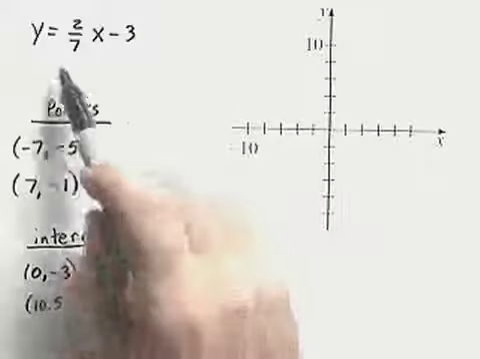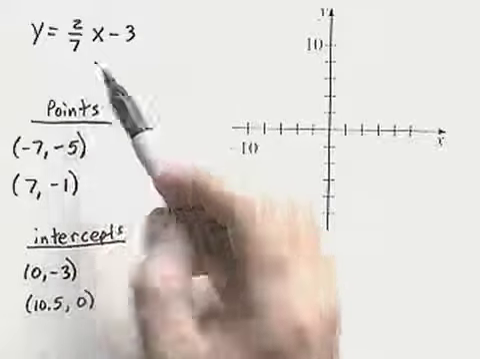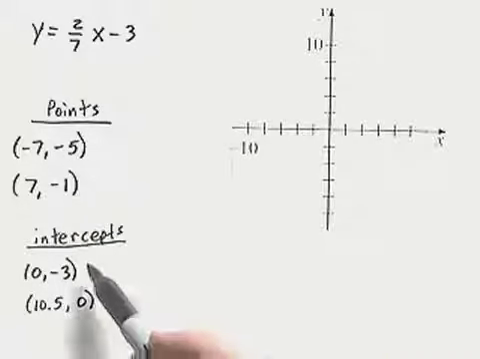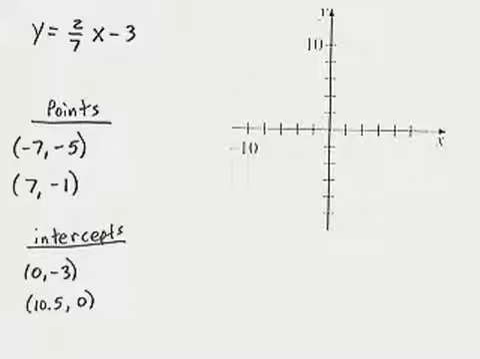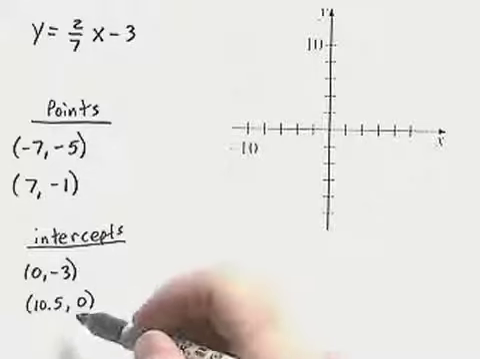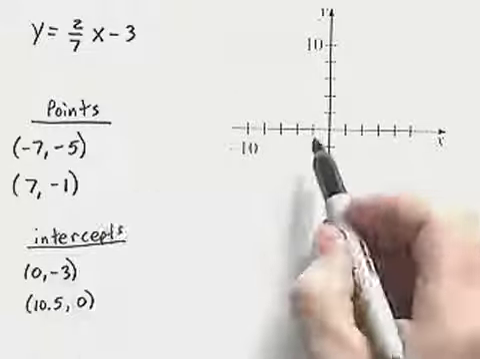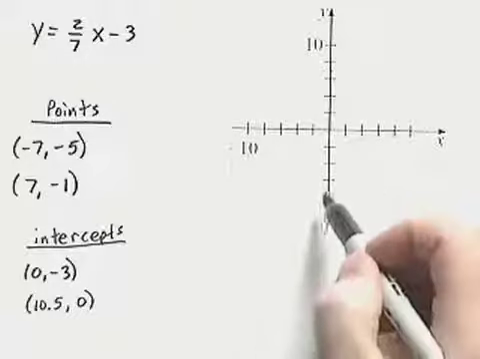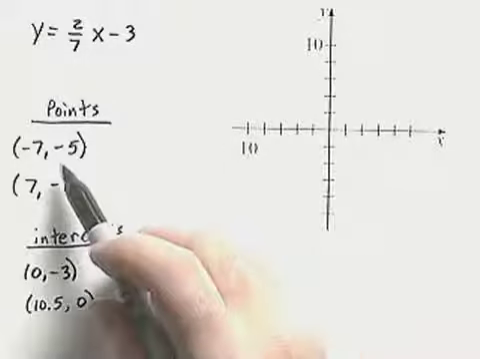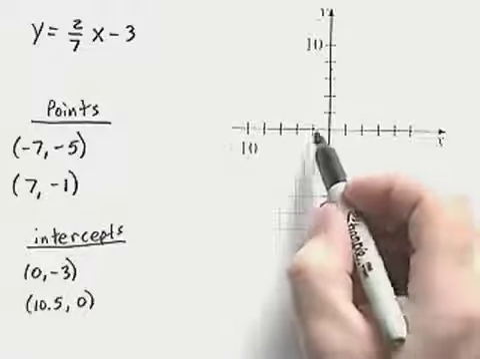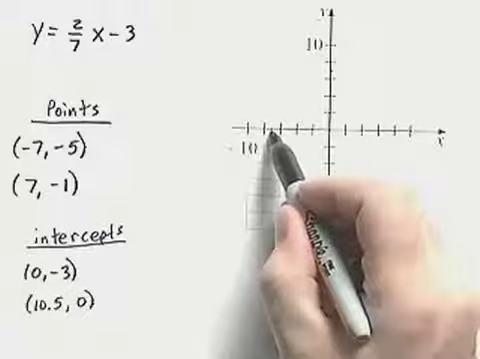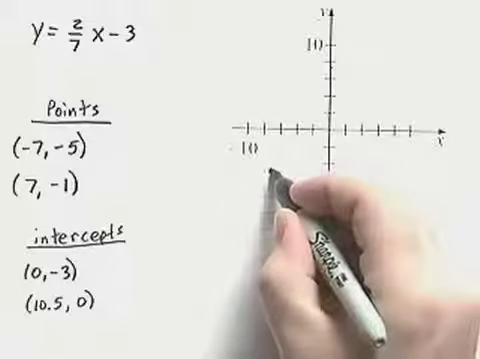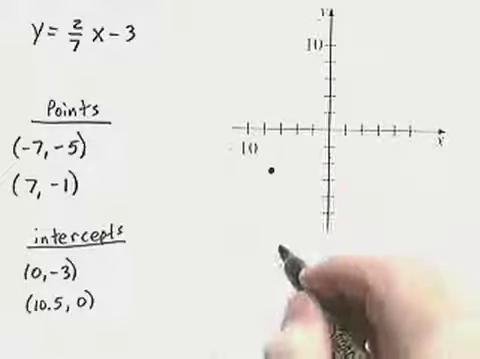Here we've rewritten our equation, where it's solved for y. We've listed the 2 points that we found from our table of values, and we've listed the 2 intercepts we got from our graphing calculator. We're going to go ahead and plot these 4 points. Here we have a scale of 2, both in the x and y direction. So if we want to plot the point negative 7, negative 5, we're going to go 2, 4, 6, 7, and then 2, 4, 5. So here we're at negative 7, negative 5.